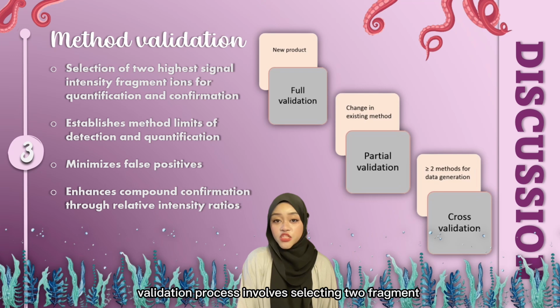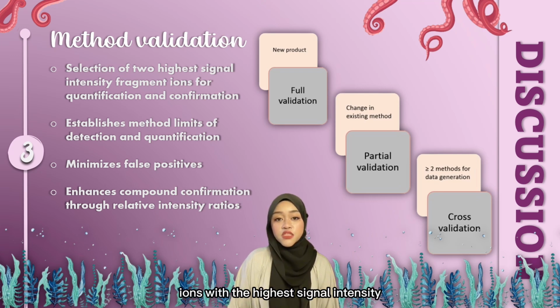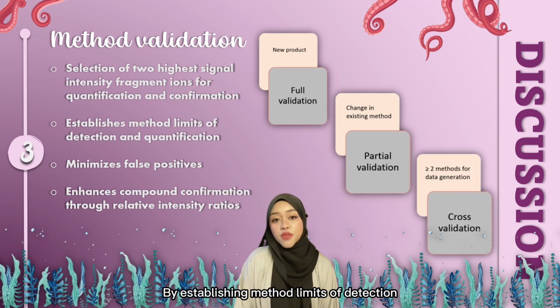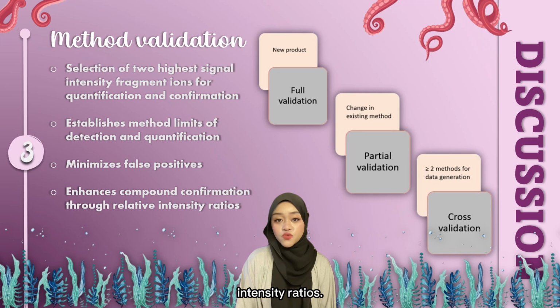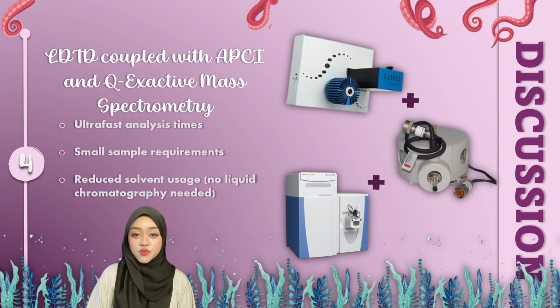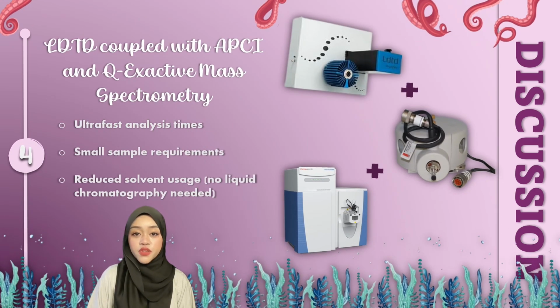The method validation process involves selecting two fragment ions with the highest signal intensity for quantification and confirmation purposes. By establishing method limits of detection and quantification, false positives were minimized and compound confirmation was enhanced through the use of relative intensity ratios. The use of laser diode thermal desorption (LDTD) coupled with atmospheric pressure chemical ionization (APCI) and Q-Exactive high-resolution mass spectrometry provided several advantages for the analysis of microcystins in fish tissues.